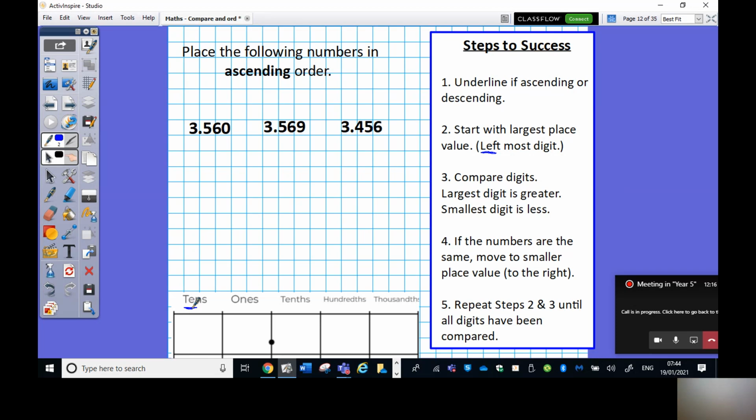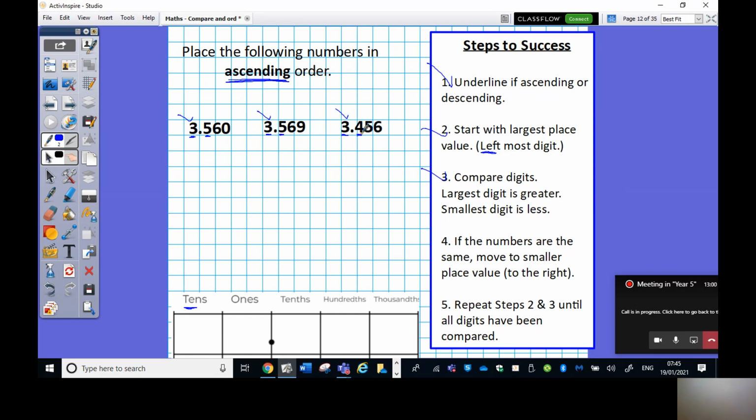Underline if ascending or descending. So place the following numbers in ascending order. Okay, so I've done that one. Next, start with the largest place value. What's my largest place value? Good, it's the ones. So I'm going to look at the ones. Number 3, I'm going to compare the digits. Well, they're all the same, aren't they? No, there isn't one that's largest or smallest. So let me move on to number 4. If the numbers are the same, move to the smaller place value. Okay, so I'm just going to tick that off so that I know that I've checked the ones. The next smallest place value is the tenths.